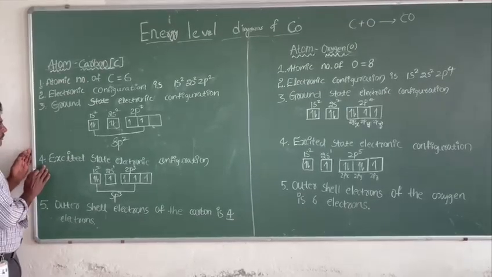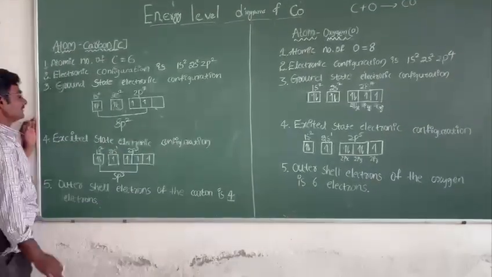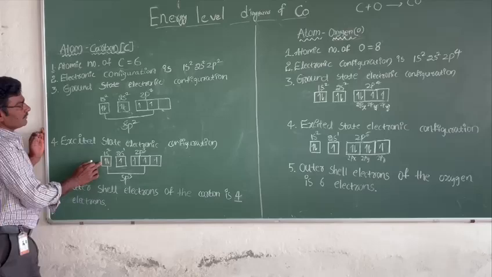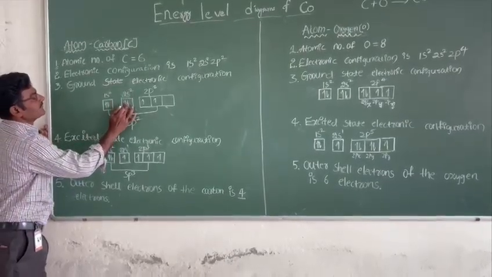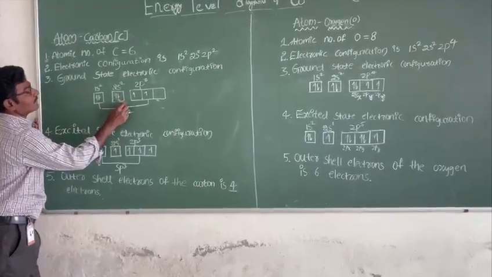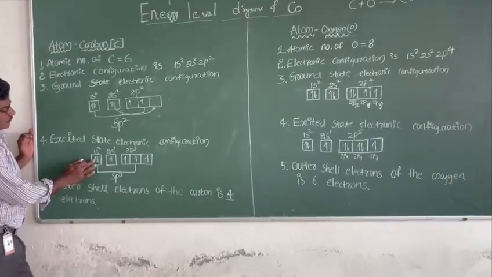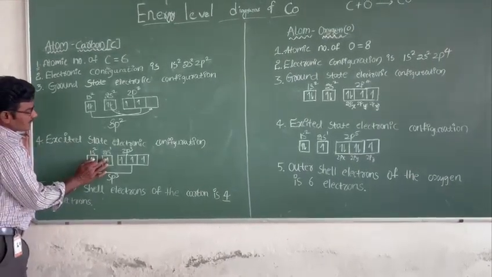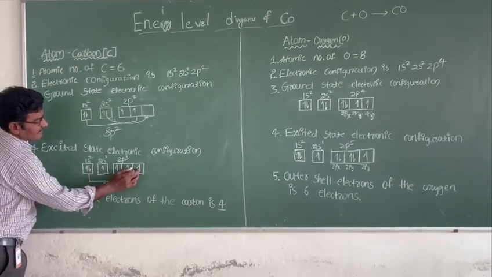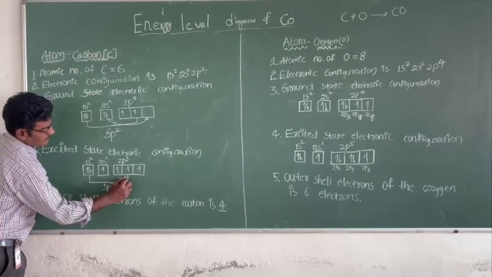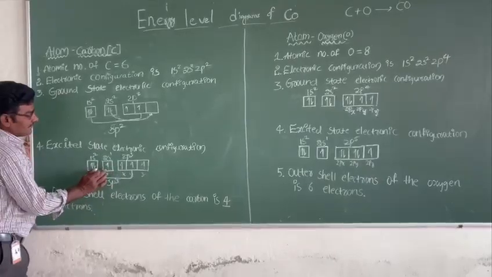Next is the excited state electronic configuration. There is no change in 1s2, but the 2s2 changes: of the 2 electrons, 1 electron moves to the p orbital. So 2s has only 1 electron in the excited state, and the second electron goes to the x, y, z orbitals. So finally there are 4 electrons.